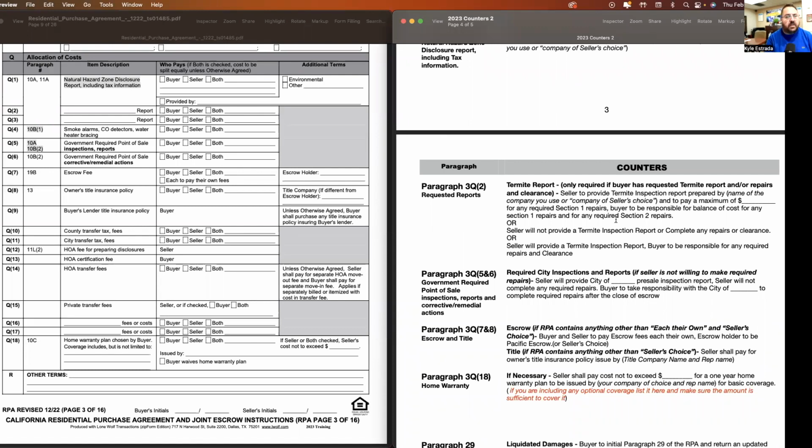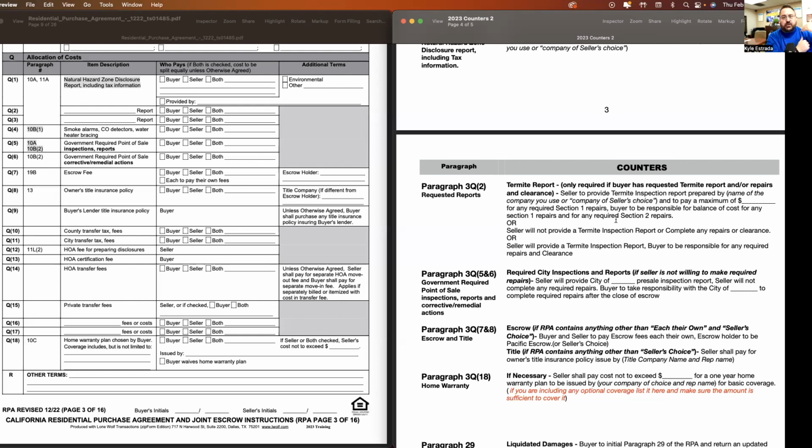That's option 1. Option 2, seller will not provide a termite inspection report or complete any repairs or clearance. I'm telling you, I'm not doing termite. I'm not providing you with a report. If you want to handle the termite, you do your own report. You be responsible for your own repairs. And the third choice is seller will provide a termite inspection report or wood destroying pest inspection report. Buyer to be responsible for any required repairs and clearance. End of story. So you have three choices.